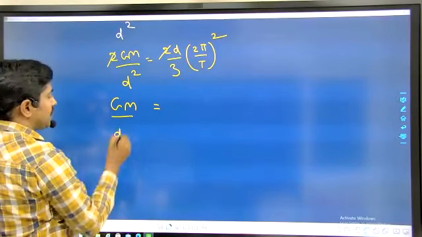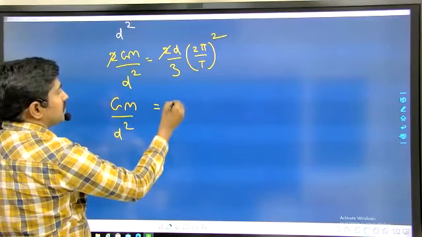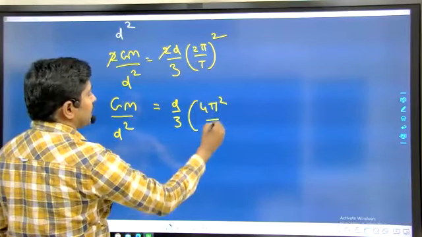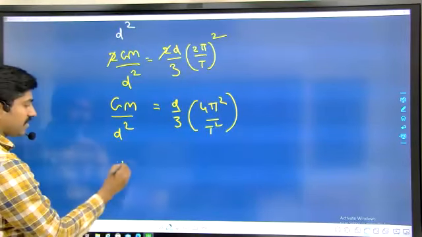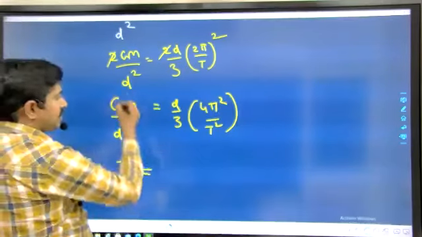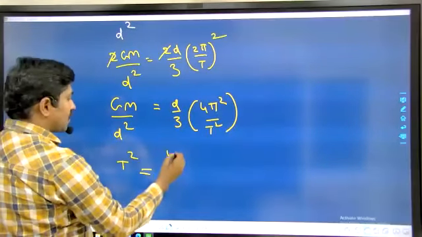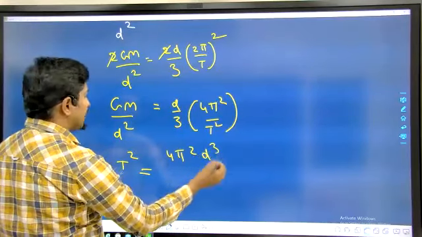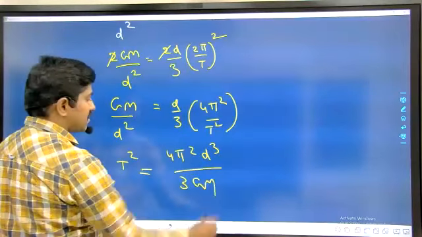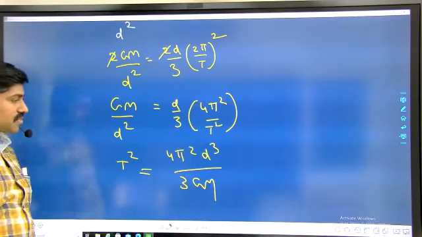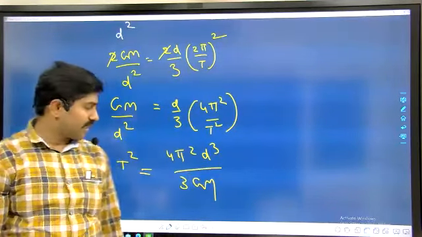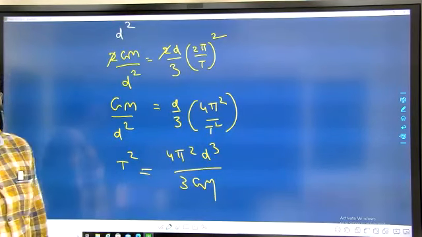G m by d square is equal to d by 3 into 4 pi square by T square, and you have to find out T square only. T square is equal to 4 pi square, d square comes here totally, d cube by 3 G m. And T is nothing but the square root of 4 pi square d cube by 3 G m. That is the formula for the time period.